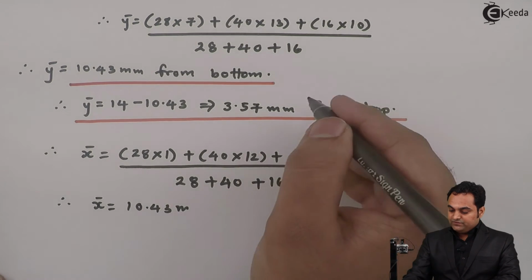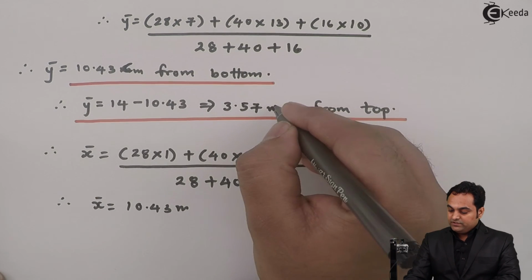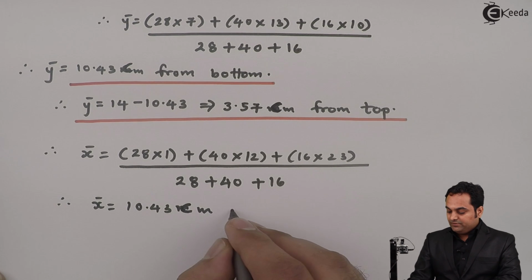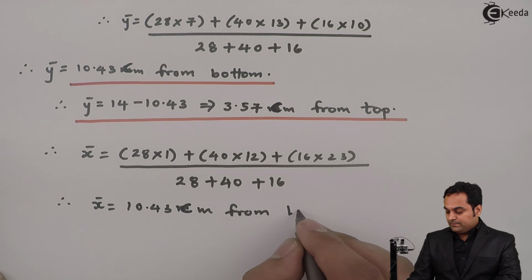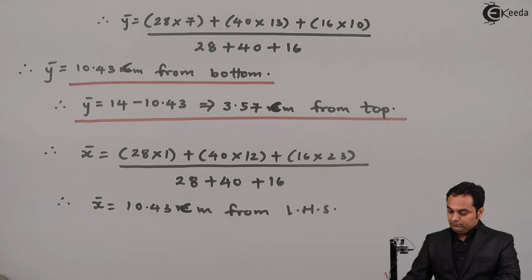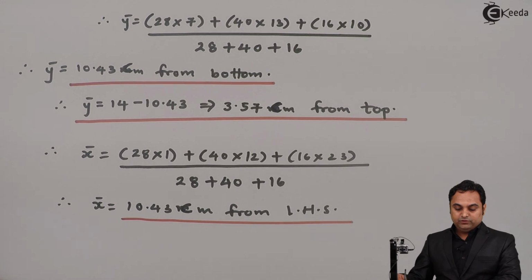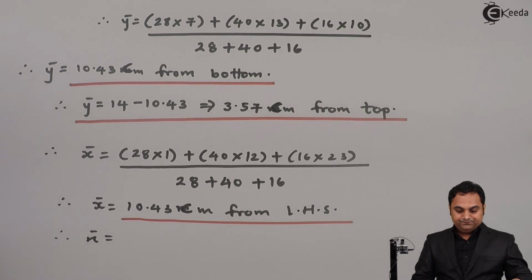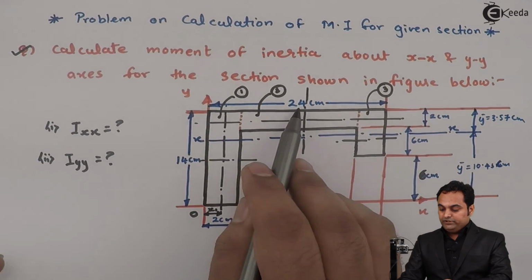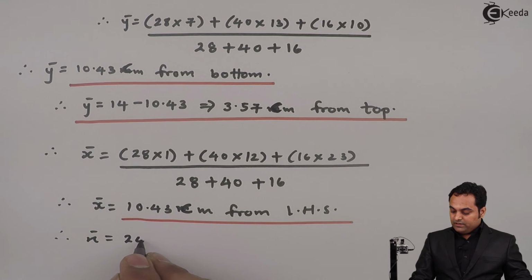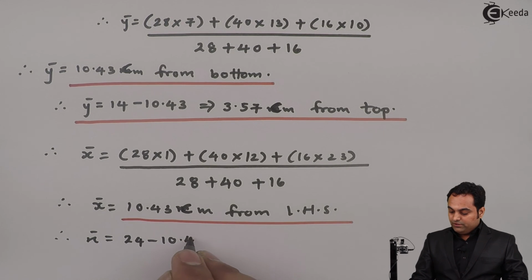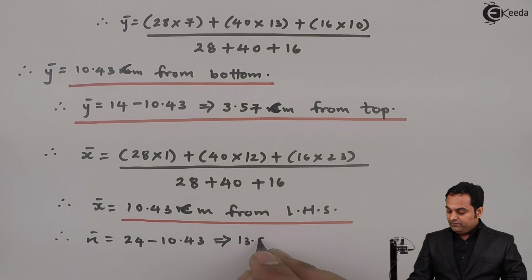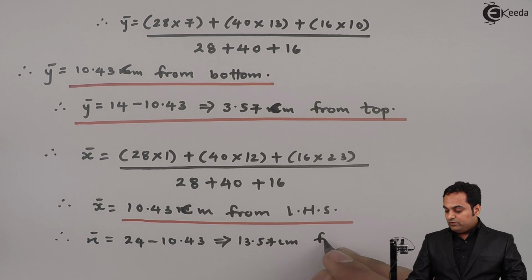Here it will be in terms of centimeter because it is given in terms of centimeter. So this one is 10.43 centimeter from LHS, that is left hand side. Now similarly, if I want to calculate it from right hand side, then x bar will be from the total width 24, I will subtract the distance 10.43 and it is 13.57 centimeter from right hand side.